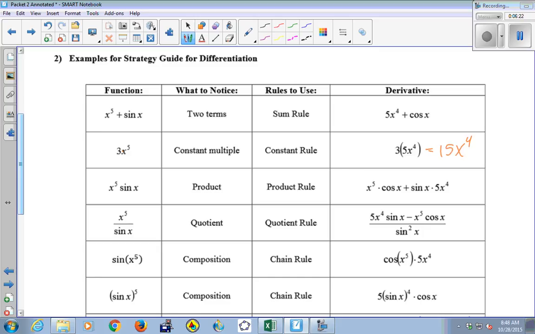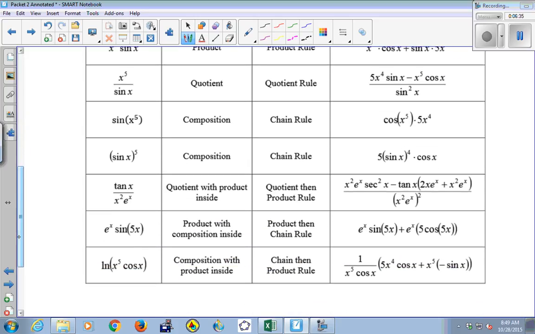X to the fifth times sine x is a product, so you have to use the product rule. X to the fifth over sine x is a quotient, so use the quotient rule. The sine of x to the fifth is a composition, so we use the chain rule.